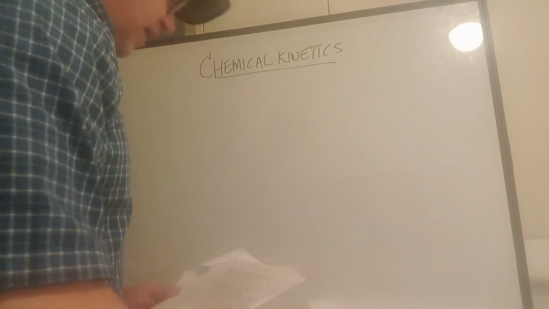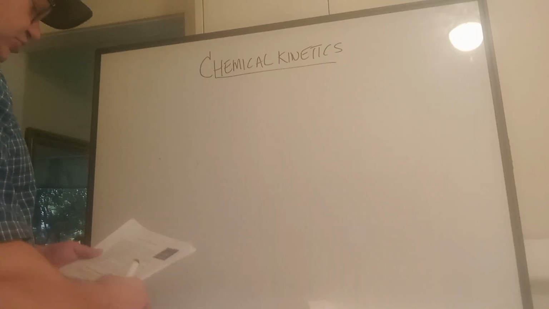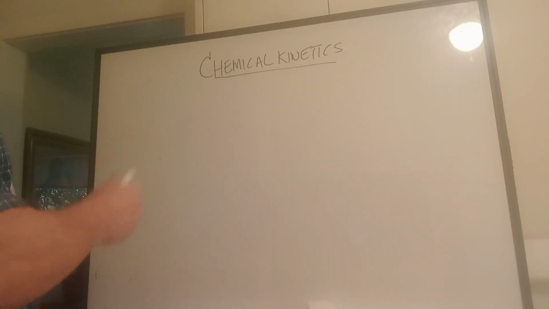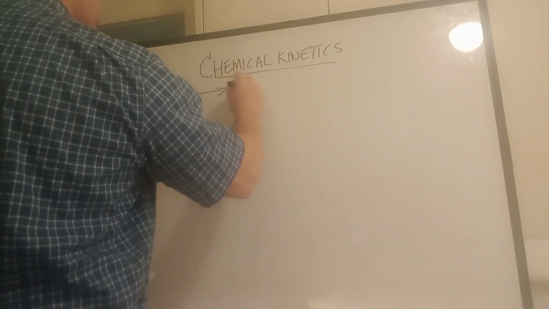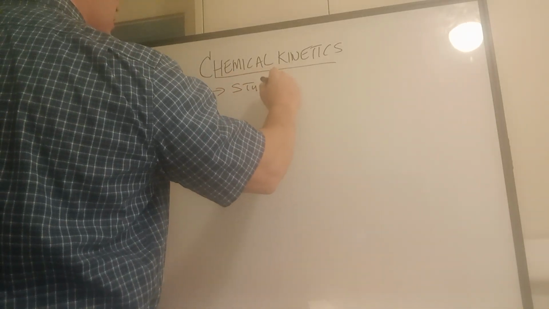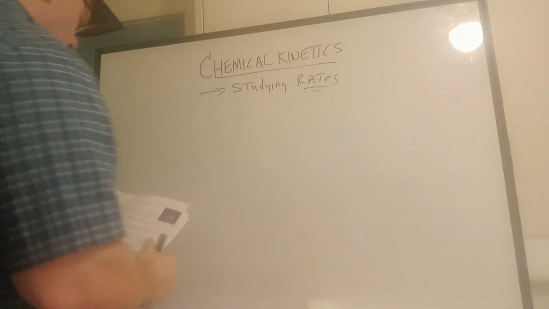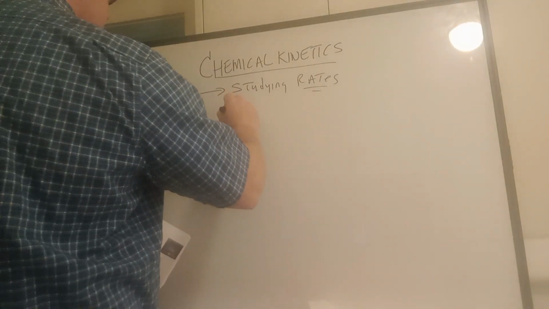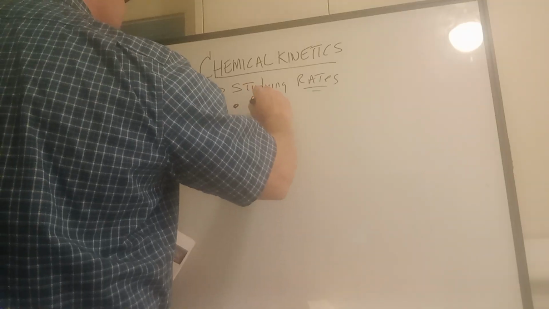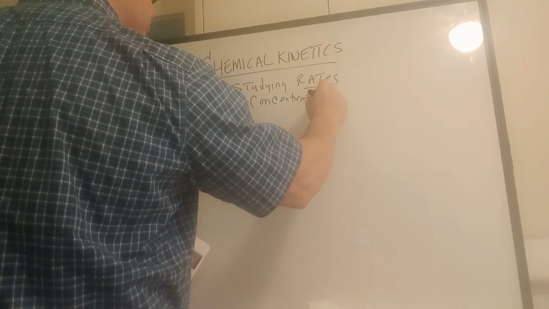So right now, we're just going to do an introduction to the notes. I'm going to follow the notes roughly. Kinetics is a study of rates of reaction. The big idea here is we're studying how fast reactions go. We're studying rates. Some of the factors that can broadly affect rates, and we'll study these in detail as we move along, is concentration of the reactant species.